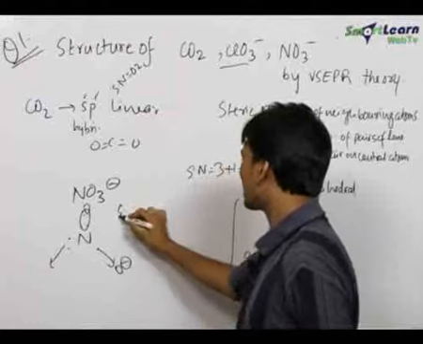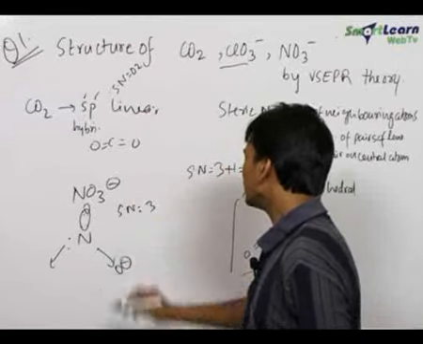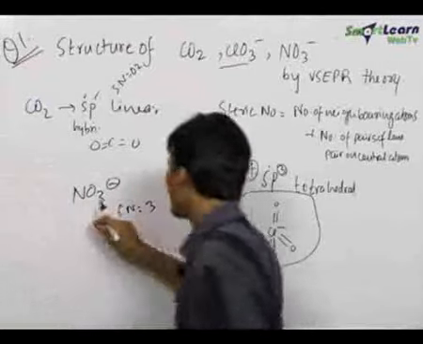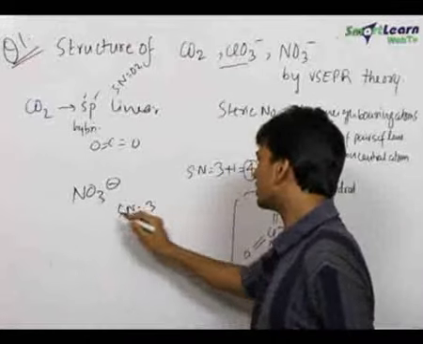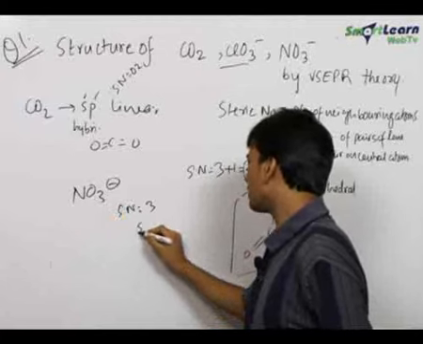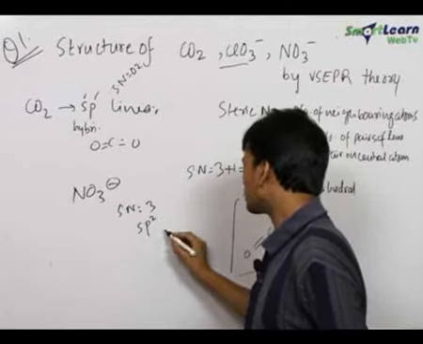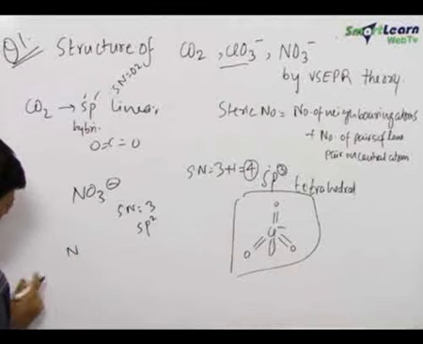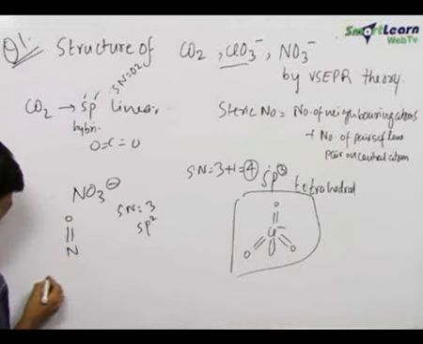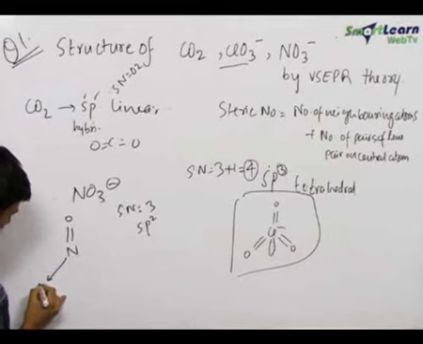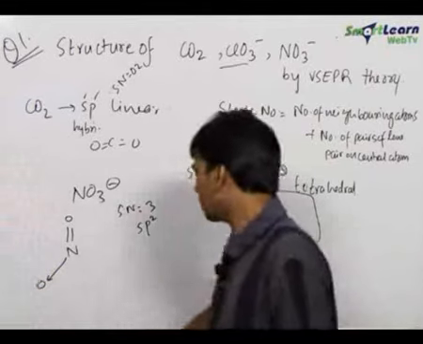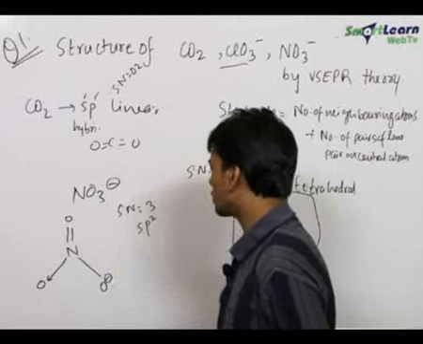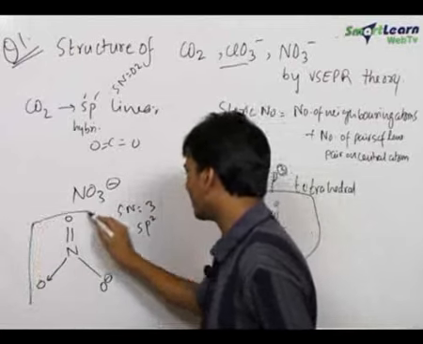Therefore we can see that the steric number will be equal to 3. There will be no lone pair on the nitrogen atom. Therefore the steric number is equal to 3, that is the number of neighboring atoms. Therefore the hybridization becomes sp2. Therefore the structure becomes trigonal planar with a nitrogen atom in the center, an oxygen double bond over here, a coordinate bond with oxygen over here, and a single bond with oxygen over here. This is the structure of the nitrate ion.